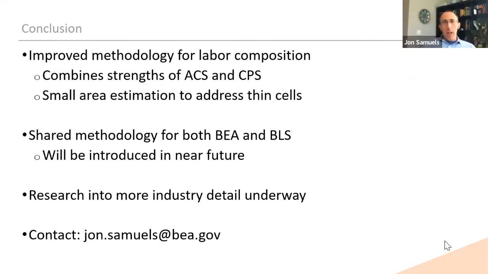But just wrapping up here, we're excited to use the ACS to improve the measures of labor composition used by BEA and BLS to measure industry level productivity. We use small area estimation to address the thin cells. And a second major advantage of this is that it's going to lead to a shared methodology between the BEA and the BLS that we are excited to introduce in the near future.